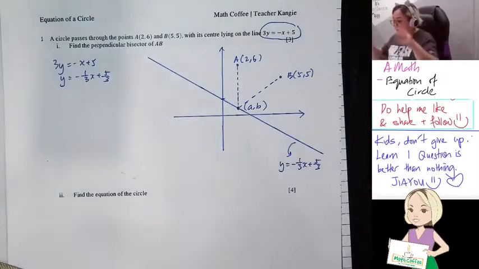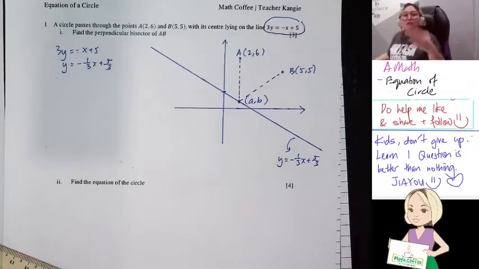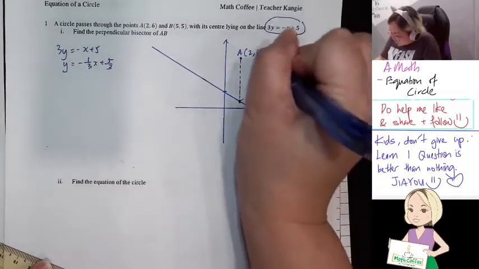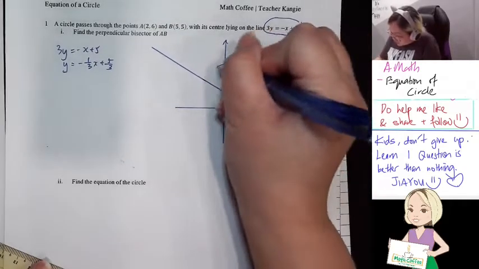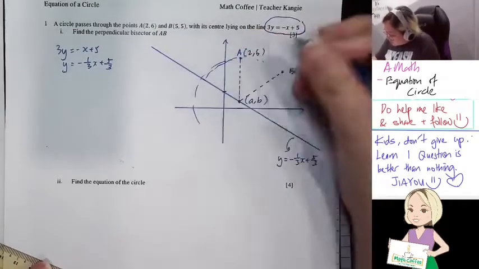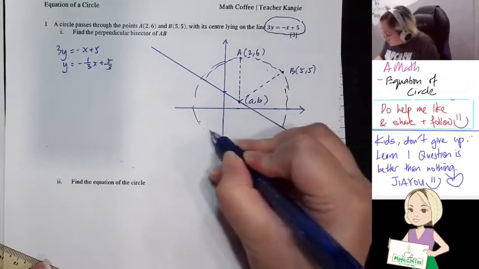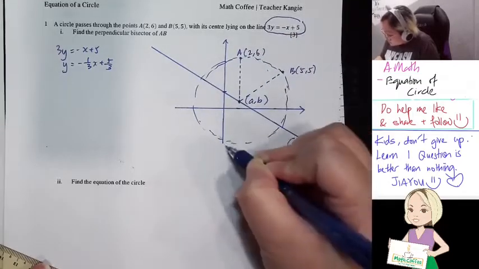Next, you plot the circle. You just randomly draw it, because this is my center. So what I'm going to do is just draw it anyhow, because we just want to visualize the circle. That's all.